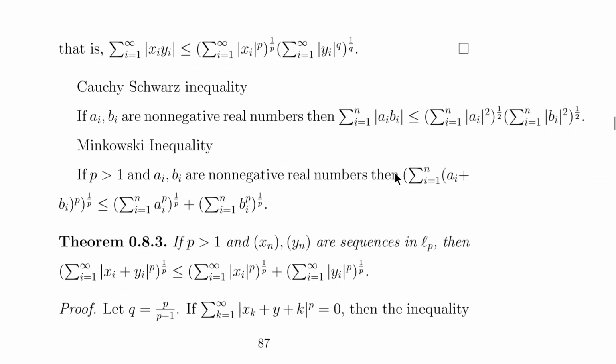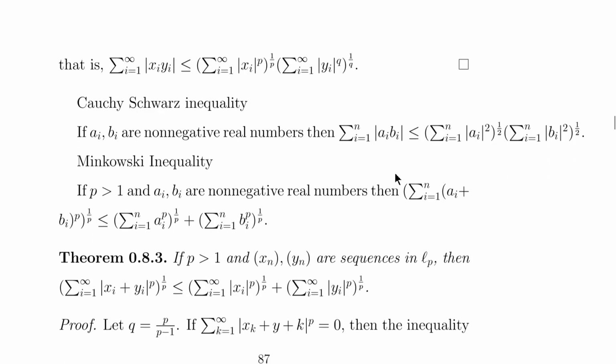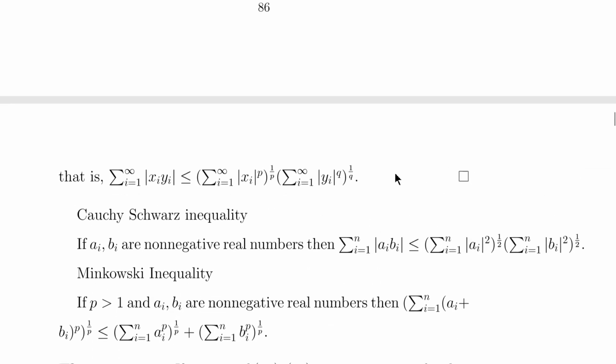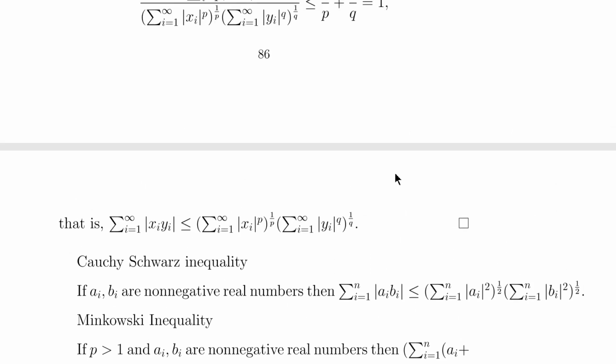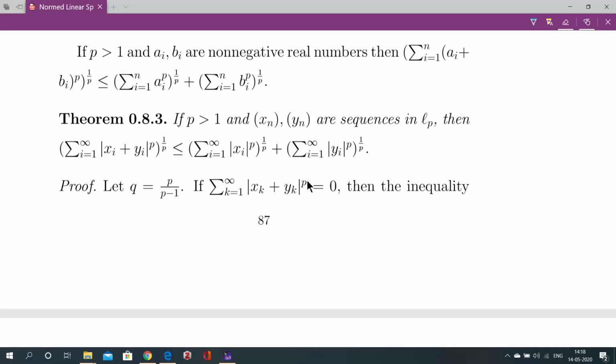Next, Cauchy's inequality is a particular case of this when we consider p equal to 2 and q equal to 2. Now we discuss Minkowski's inequality. If p is greater than 1 and x and y are sequences in l^p, then the summation of modulus of xi plus yi power p whole raised to power 1 by p is less than or equal to the summation of modulus of xi power p whole raised to power 1 by p plus the summation of i equal to 1 to infinity modulus of yi power p whole raised to power 1 by p.